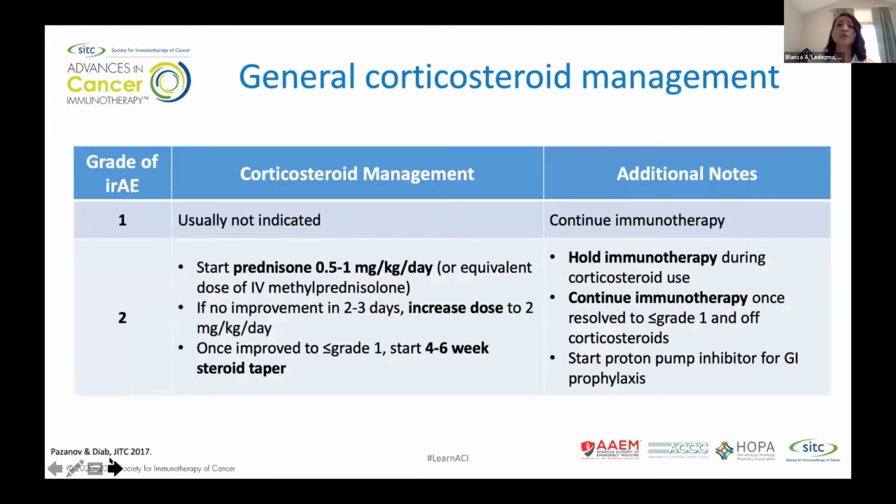The general corticosteroid management: for a grade 1, we really don't do anything. For a grade 2, you can start prednisone at 0.5 to 1 milligram per kilo per day, or its equivalent of IV methylprednisolone. If the patient does not improve in 2 to 3 days, you can increase it to 2 milligrams per kilo per day. Once it improves to a grade 1 or less, you can taper slowly over 4 to 6 weeks. Once you initiate the corticosteroids, you do want to hold the immune checkpoint inhibitor, and if the patient recovers to a grade 1 or less, then you can resume it. We also want to cover these patients prophylactically for GI with a PPI.